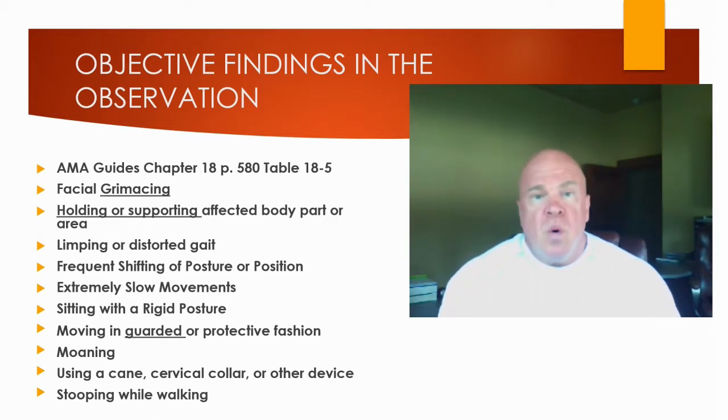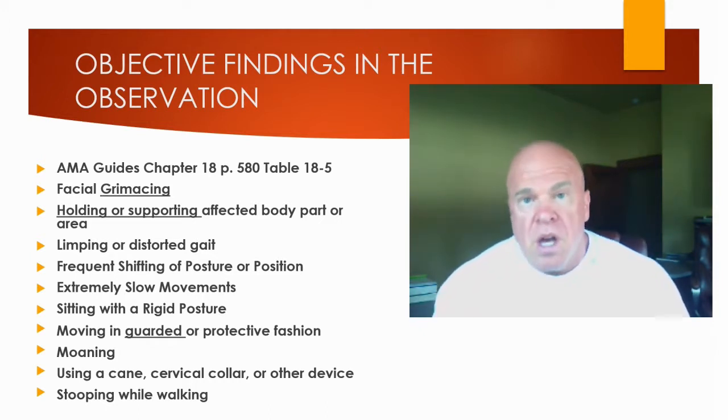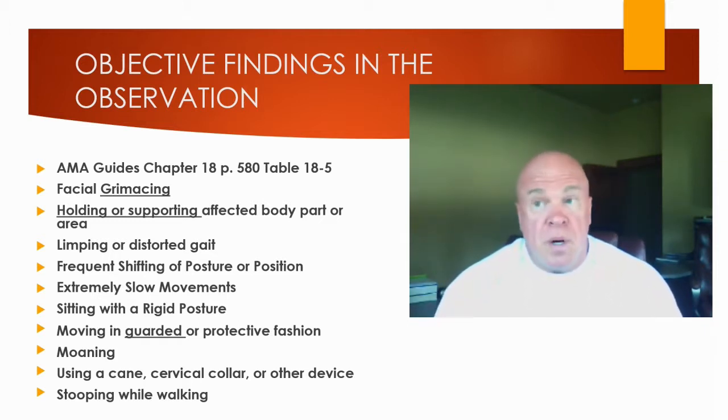How about limping or distorted gait? Let me ask you, what type of injury would you expect to see limping or distorted gait? Would you expect to find limping or distorted gait to be associated with an upper extremity injury? Probably not, correct? But it certainly could be associated with a spinal injury or a lower extremity injury. And when I think of limping or distorted gait, I'm reminded of tennis player Andy Murray, who I was watching just last night in a tennis match.